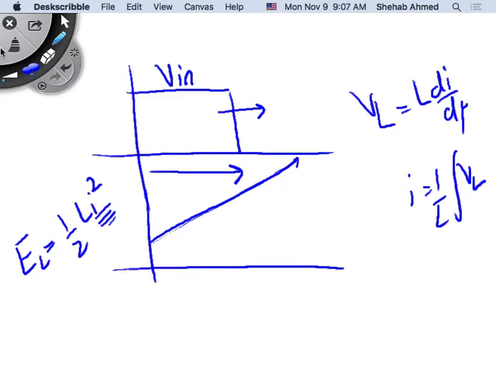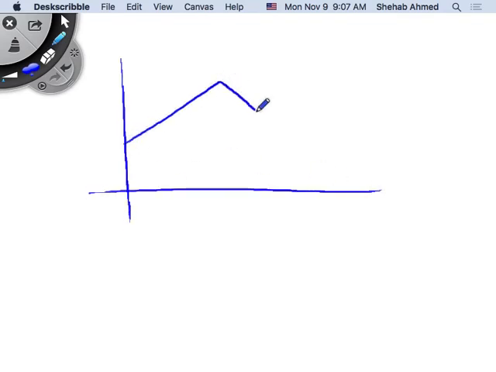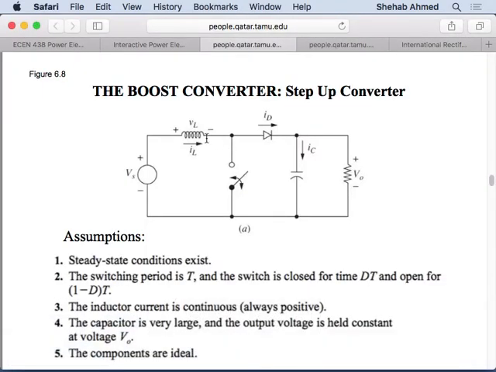Look, this is inductor current, for example, with a certain ripple. If you increase your duty ratio, what will happen? This has a certain average value, the average value of the inductor current. Look at the average value. Look at the DC characteristics of this circuit.